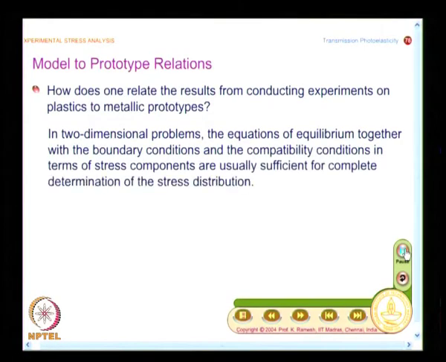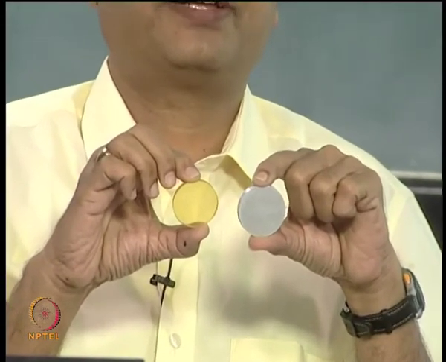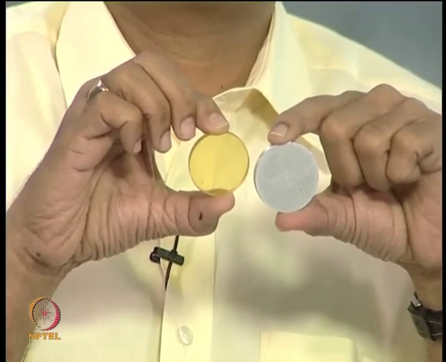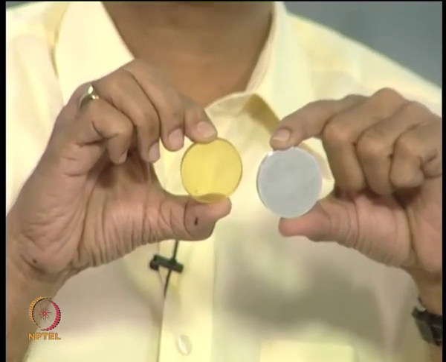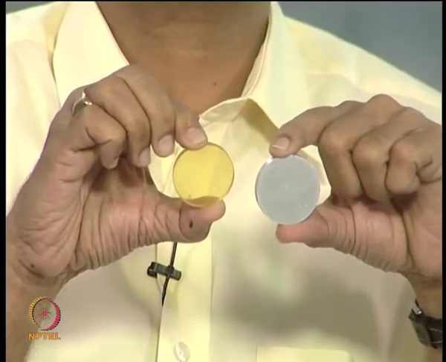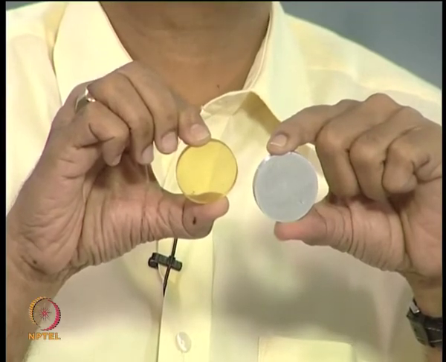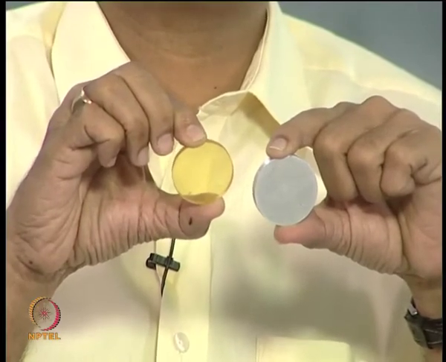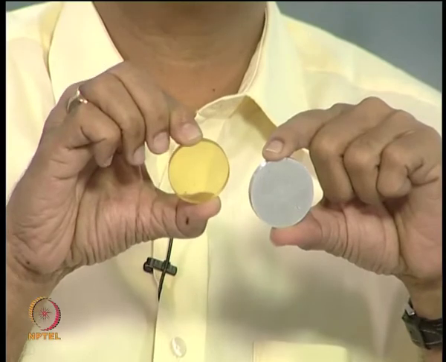Now we come back to our famous problem. I have a plastic model, which is polyurethane, and I have an aluminum specimen, and I apply the same diametral compression load. What will happen to the plastic model? The plastic model will deform visibly, because it has a lower Young's modulus, whereas aluminum is about 70 GPa and plastic is around 3 GPa in general, and polyurethane is much smaller than that.